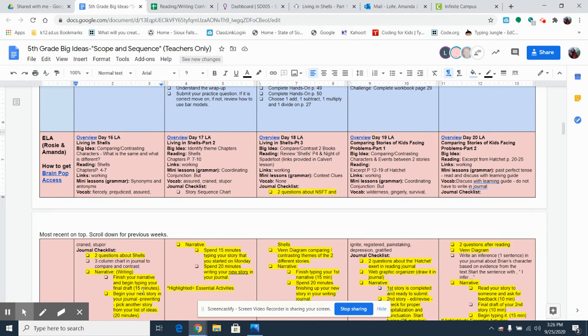So you should spend about 15 minutes typing your final draft and then begin your next story in your journal. That should be about a 20-minute write.